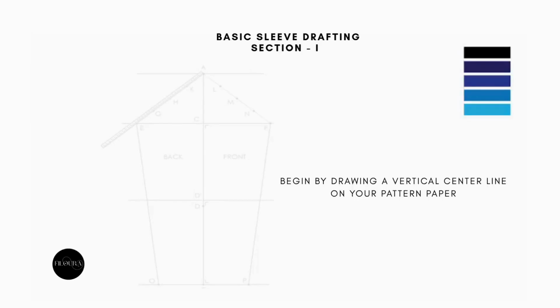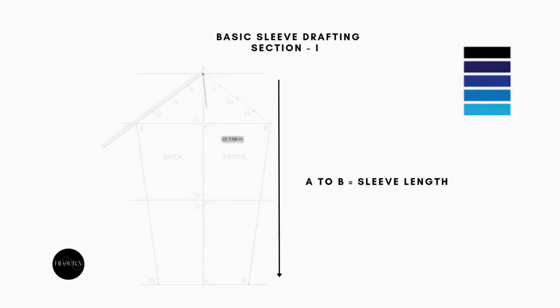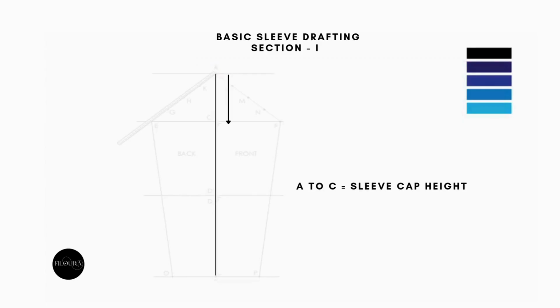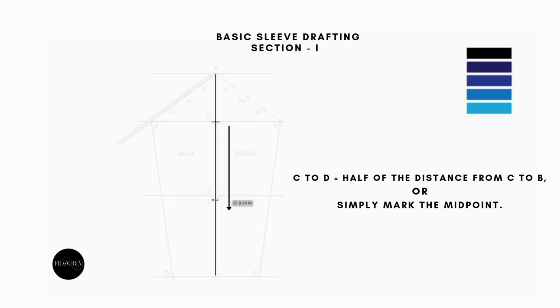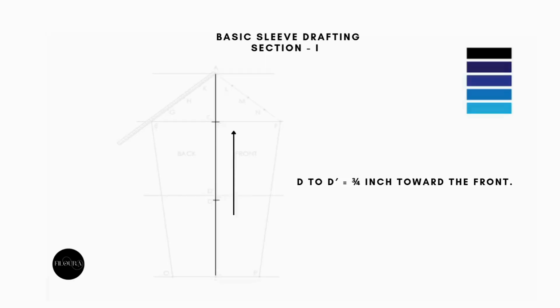Begin by drawing a vertical center line on your pattern paper. Mark the top point as A and the bottom point as B. That is, A to B is your sleeve length. A to C, mark the sleeve cap height. C to D, half of the distance from C to B, or simply mark the midpoint of C to B. D to D dash, 3/4 inch towards the front.